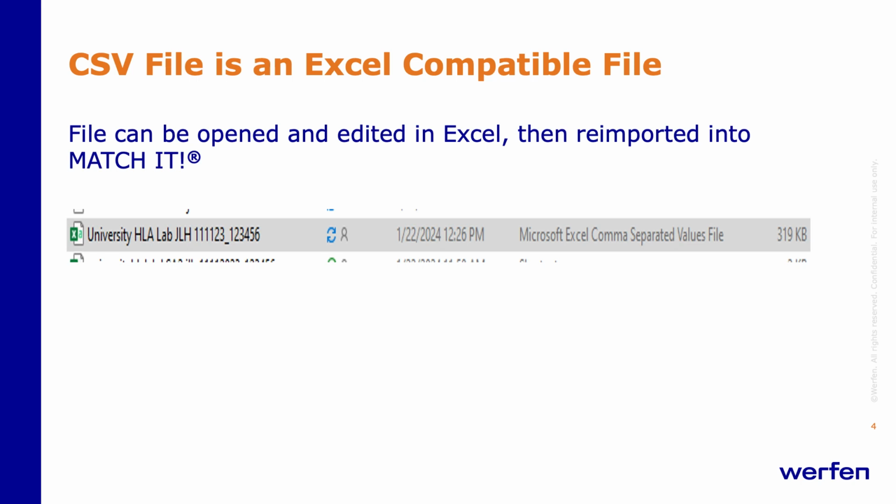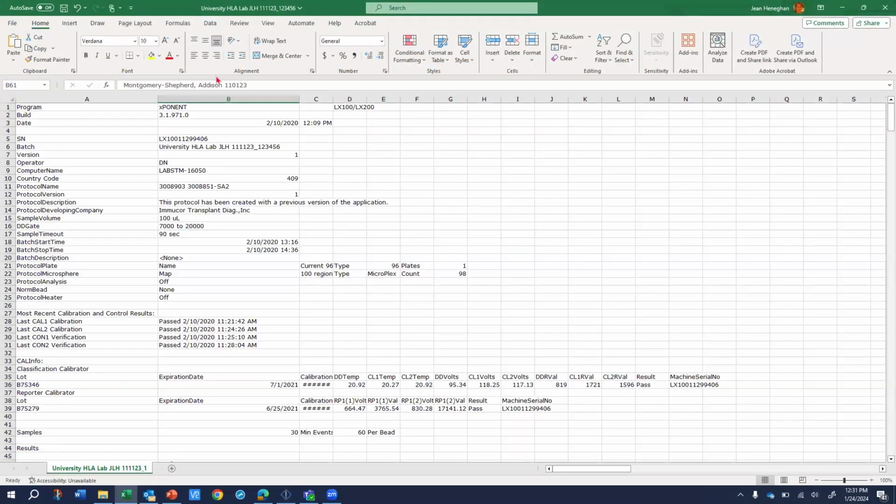So let's go back to that file and open it in Excel. I can see here that this is now in Excel. Here is my batch name right here. It's too long. All I have to do is come in here and remove a few characters, save the file, and it auto saves in my instance, and then go back in to Matchit and re-import the file. No problem.